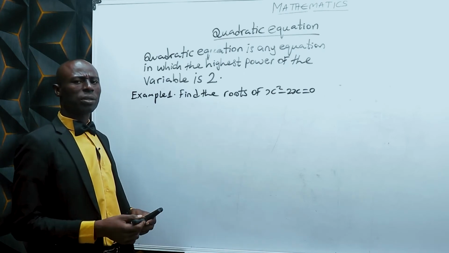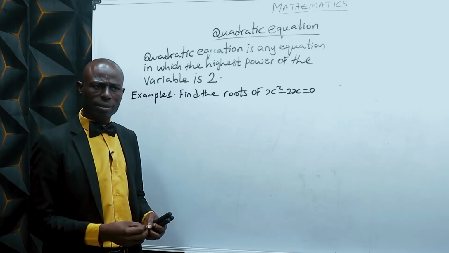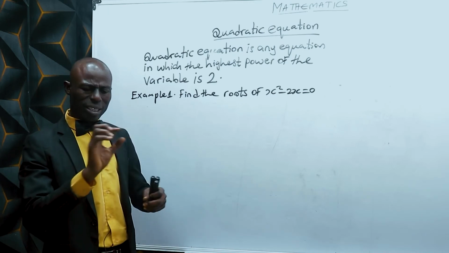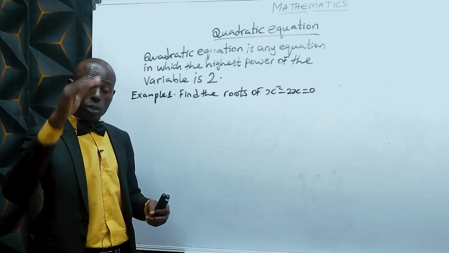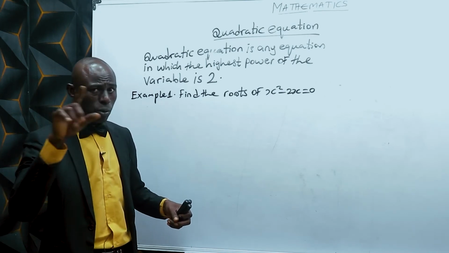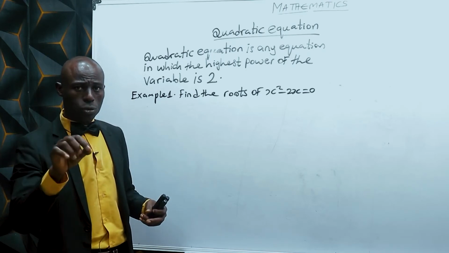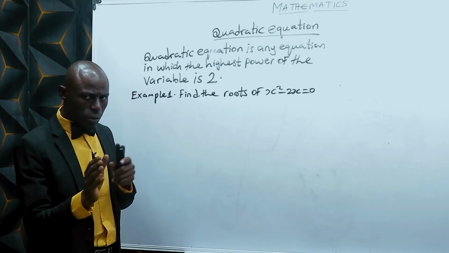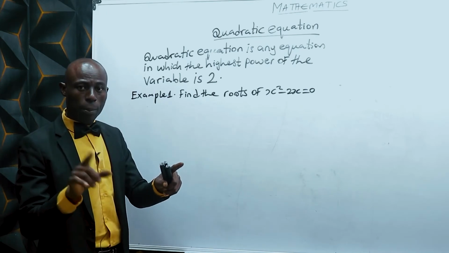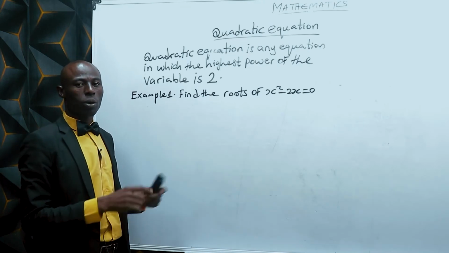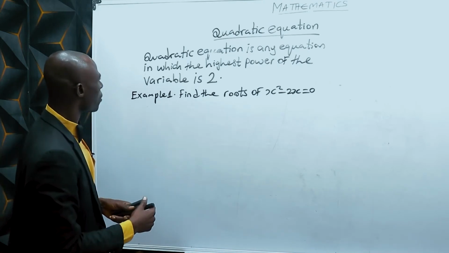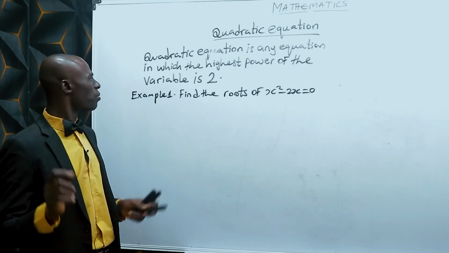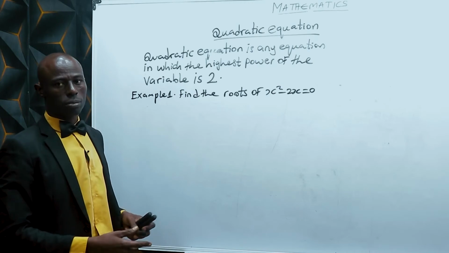What is quadratic equation? It is quadratic because it has degree 2. When the highest power of the variable is 2, we call it quadratic. Because it includes an equal sign, that makes it an equation. So we are now talking about quadratic equation. So quadratic equation is any equation in which the highest power of the variable is 2.